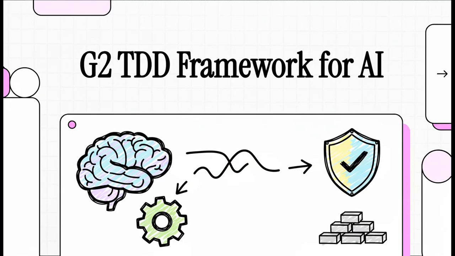All right, so today we're going to dive into something really cool, a blueprint that tries to bring some serious structure to the, let's be honest, kind of chaotic world of AI development. It's called the G2 Test-Driven Development Framework. And yeah, it might just be the thing that changes how we build smart systems from the ground up.